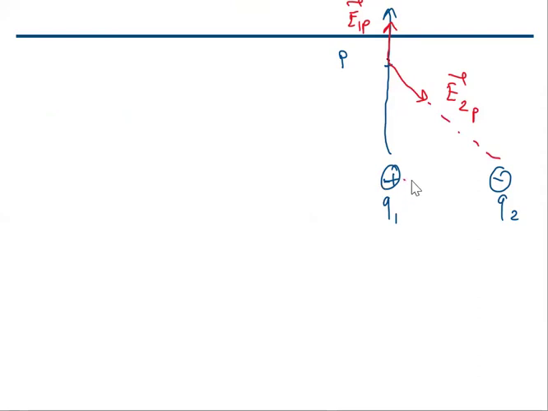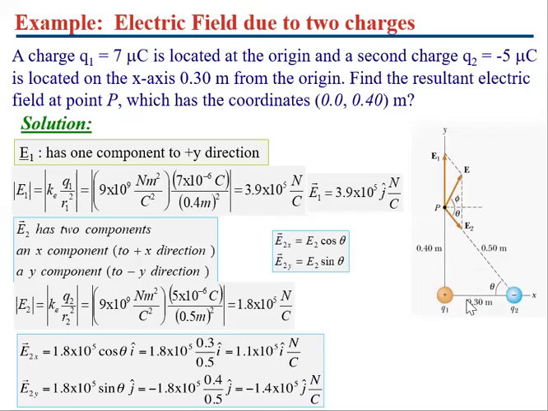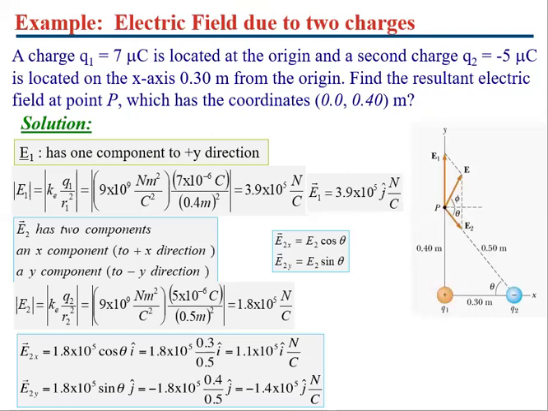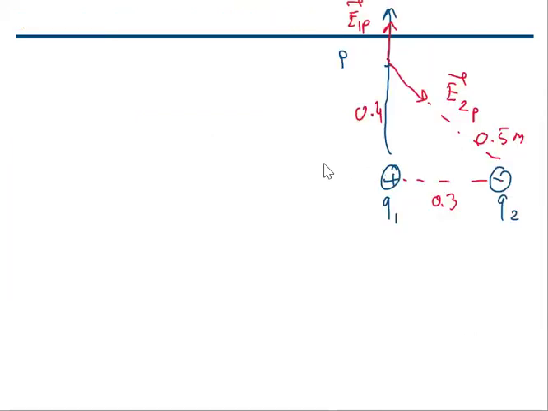The distance between the two charges is 0.3 meter. The distance from Q2 to the point is 0.5 meter. The distance from the charge Q1 to P is 0.4 meter. The question is, what is the total electric field at the point P? According to the superposition principle, it's E1P plus E2P. Where are our X and Y axes? The X axis is here. The Y axis is upward.